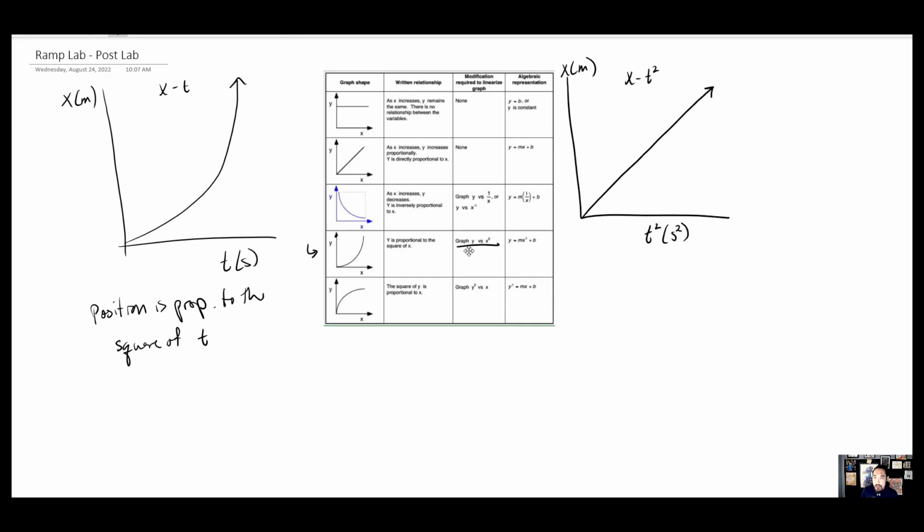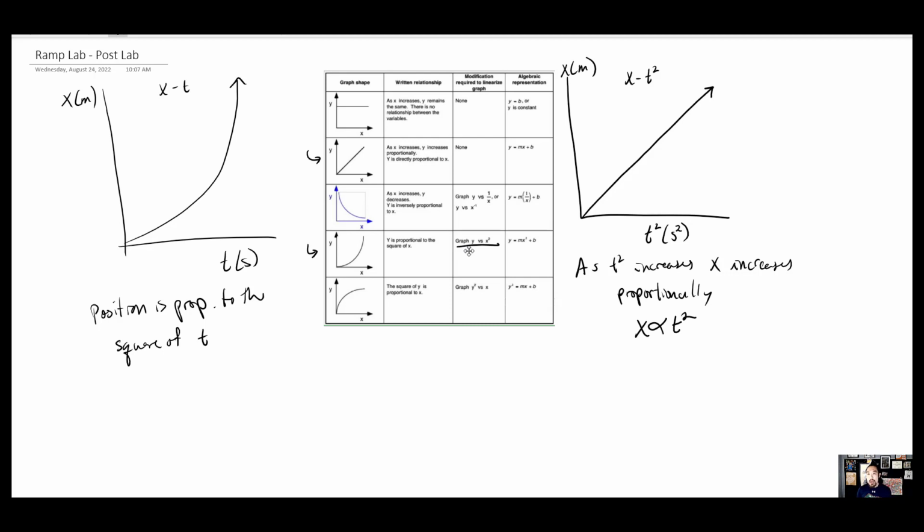Because we have a linear line, we can now use this wording, and that wording will hold true for the variable. So we can say, as time squared increases, position increases proportionally. Or another way to write it out is that position is directly proportional to time squared.